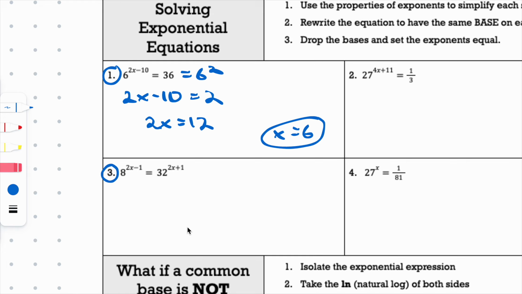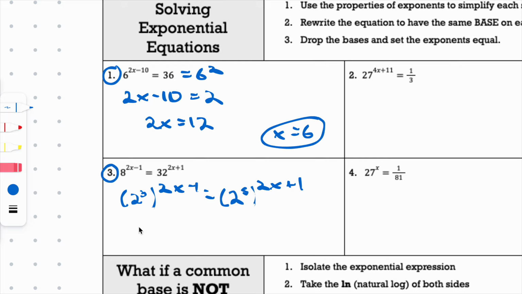Some of this requires some numerical fluency as well as just familiarity with exponents, and that comes with just doing a bunch of math all the time, or not all the time, but frequently. When I see this, I can recognize that 2 to the third power is 8, and 2 to the fifth power is 32. So I can just sub those in for 8 and 32 and rewrite our equation. So in this case, I'd say 2 to the third, to the 2x minus 1 power, equals 2 to the fifth, to the 2x plus 1 power. This is the same as the equation above. We're just subbing in 8 and 32 for 2 to the third and 2 to the fifth, respectively. And now we have a common base of 2.